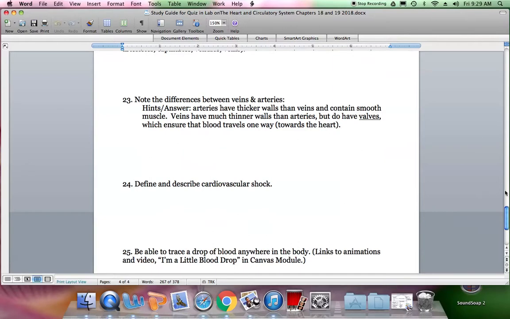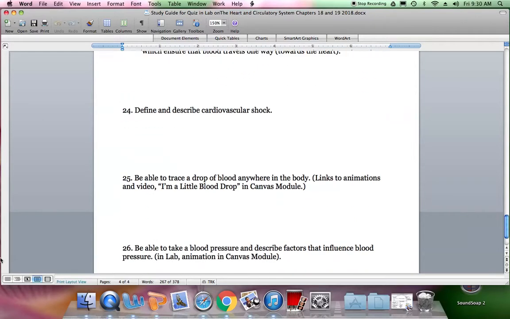Define and describe cardiovascular shock. Cardiovascular shock is when blood pressure plummets and there's not enough pressure in the vascular system to deliver blood to the tissues, and that is a medical emergency. And even anaphylactic shock is due to a massive allergic reaction that causes blood vessels to dilate and the blood pressure plummets, and so it's incompatible with life.